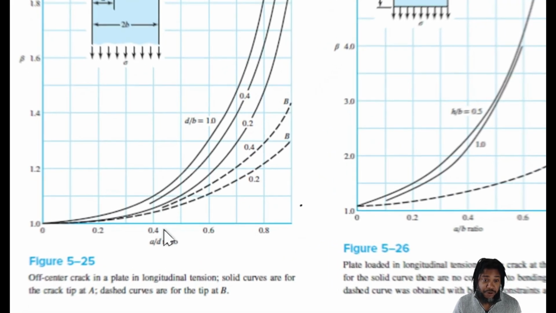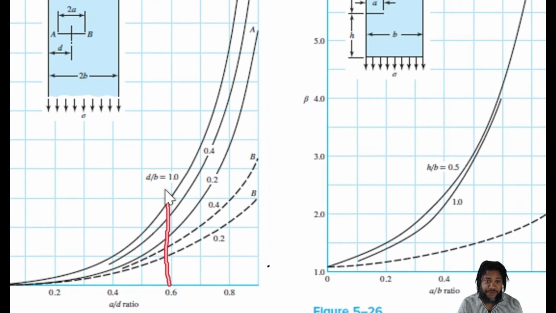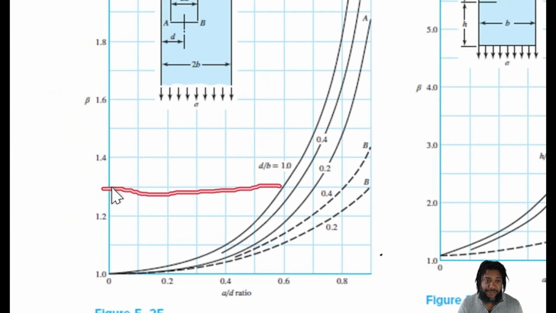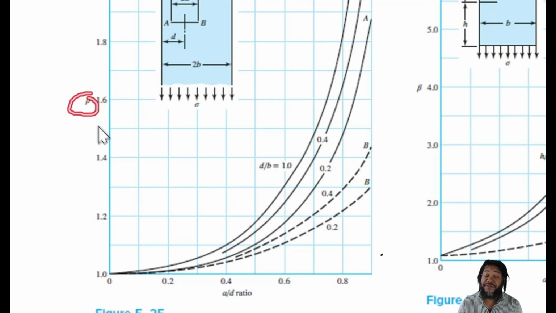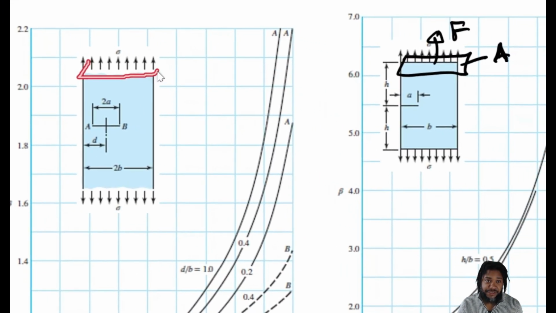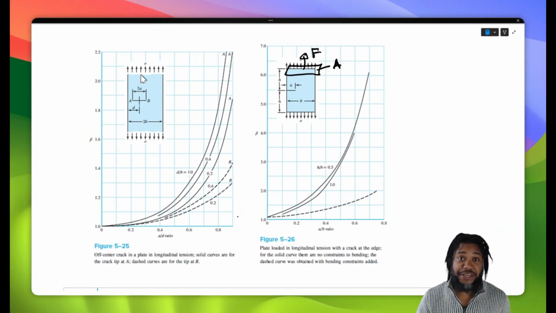If we know these dimensions, then we can search this chart. If we know the a over d, we can then search up. And if we know the d over b ratio, we can then search over from the corresponding line and find our beta value, right? It's also important for us to remember that in all these cases, we are using the remote stress when we calculate that stress intensity factor, right?